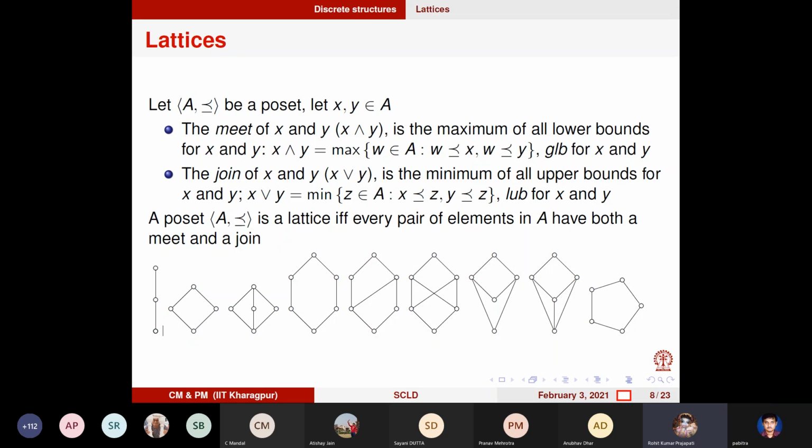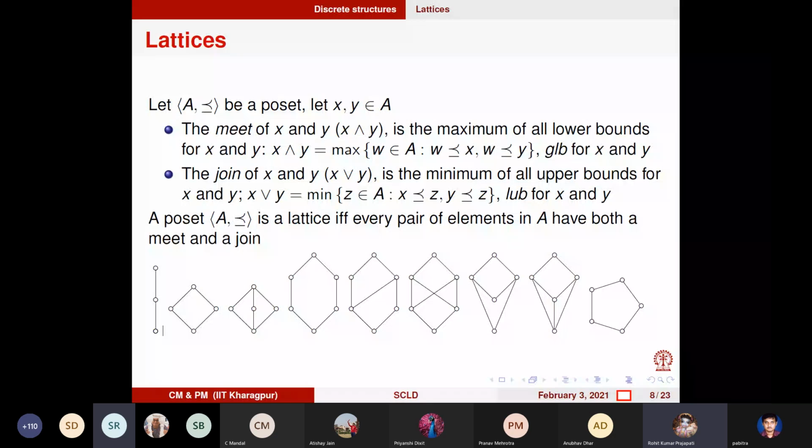Sir, so in the given diagrams, the fifth and the sixth are not lattices. The fifth one is a lattice. The sixth one is not a lattice. You cannot find a pair of points without a meet and a join. Sir, can you give an example of a pair of points in the sixth one which does not have a meet or a join? Sixth and seventh are not lattices. Fifth is a lattice, but sixth is not.